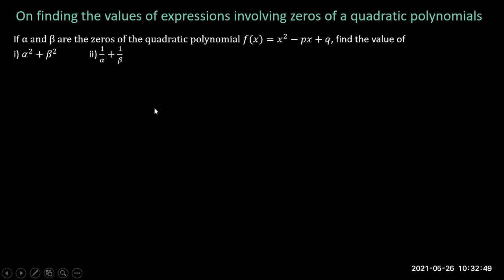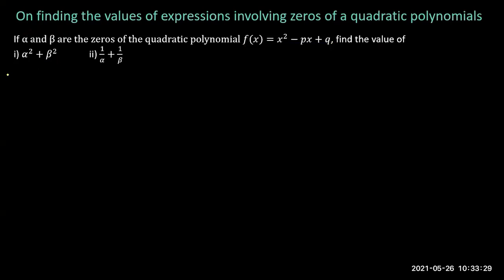So the first example: if alpha and beta are the zeros of the quadratic polynomial f of x equal to x square minus px plus q, find the value of alpha square plus beta square, and second, 1 by alpha plus 1 by beta. Here alpha and beta are the two zeros of the polynomial x square minus px plus q. Using those zeros, we need to find the value of alpha square plus beta square.